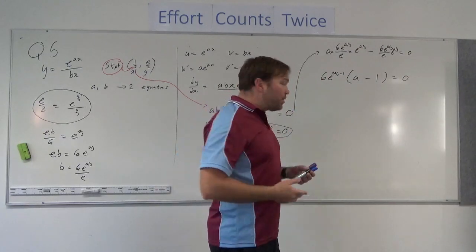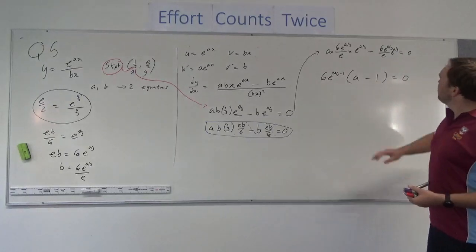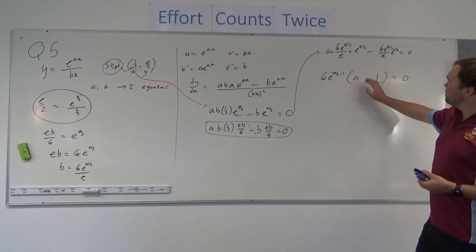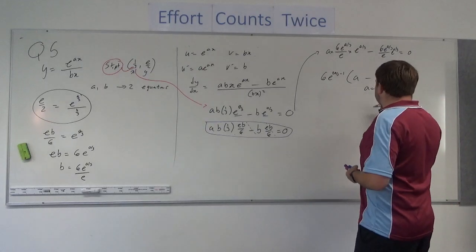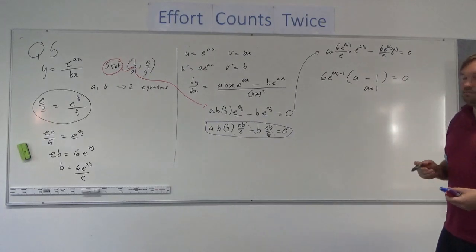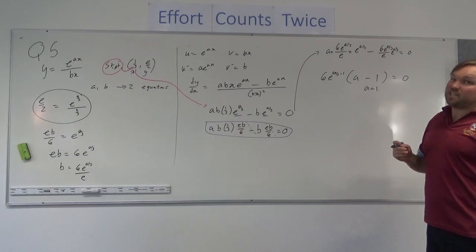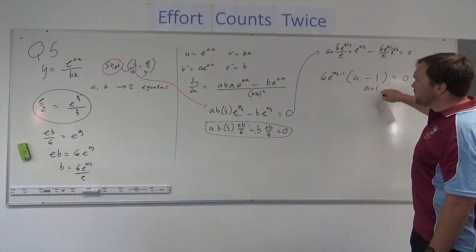Now, that was the only option I can see. The reason I was aiming for factorization is because that gives us our solution. Our solution is a equals 1. I haven't read the back of the book, so I really hope this is the actual solution. But it looks good. a is 1.